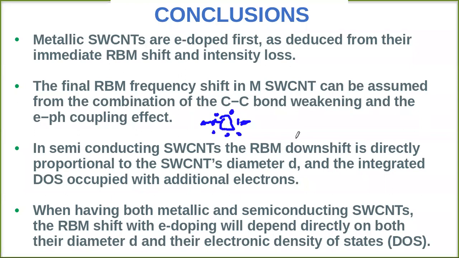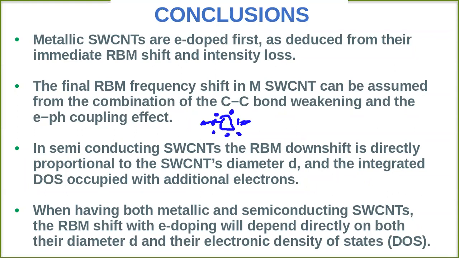Thus, we have a weakening of this carbon-carbon bond, also because the pi bond that is delocalized from this sp2 structure is attached to the potassium that is around the tube per se.